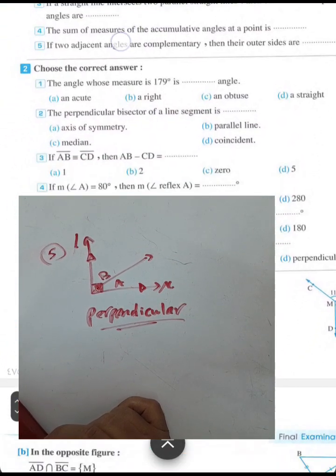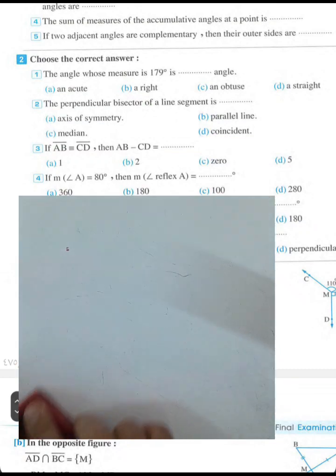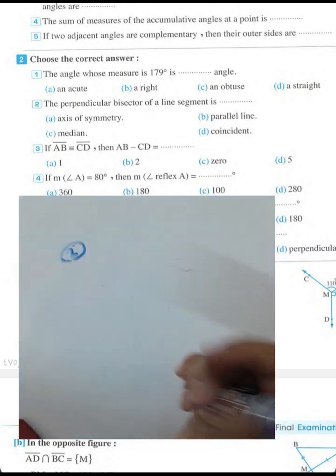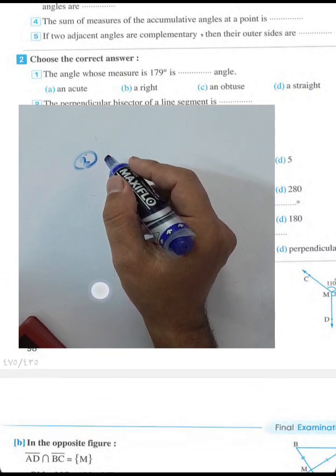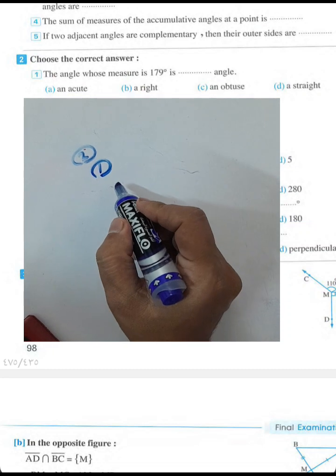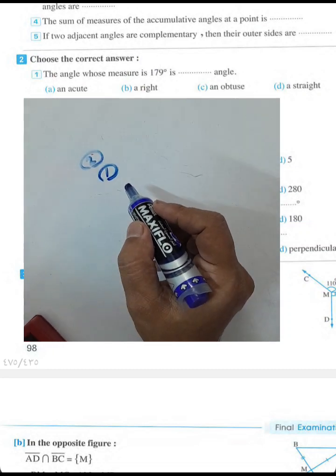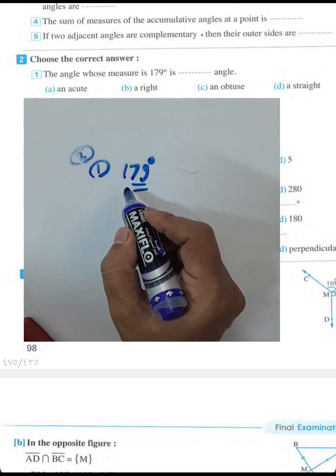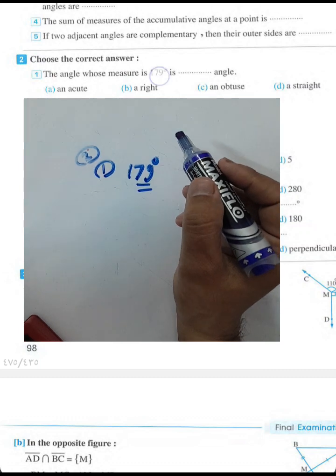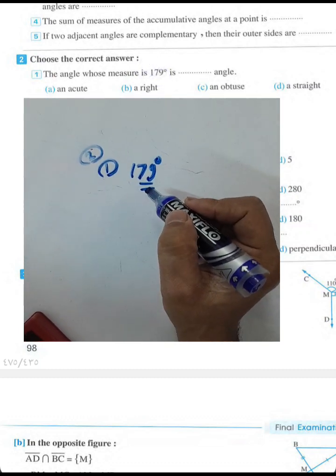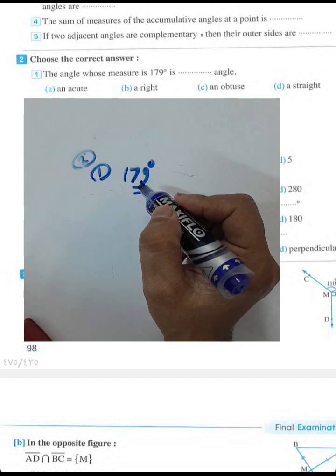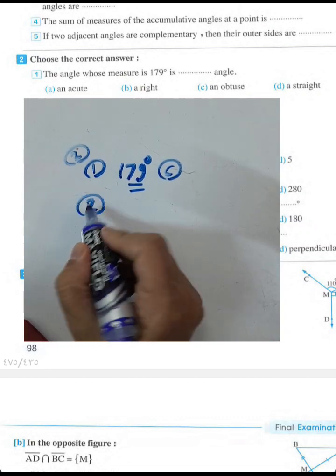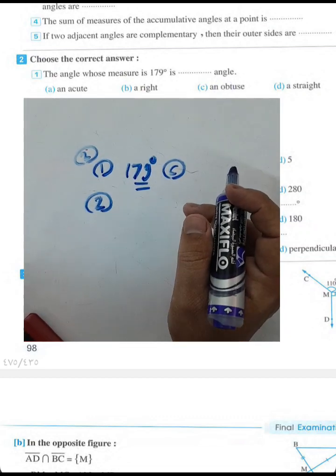Next, question number two, choose the correct answer. Number one. The angle whose measure is 179 degrees, what do we call it? Obtuse angle, because the measure here, 179 degrees, is less than 180 and greater than 90 degrees. Then we call it an obtuse angle. Choose letter C.